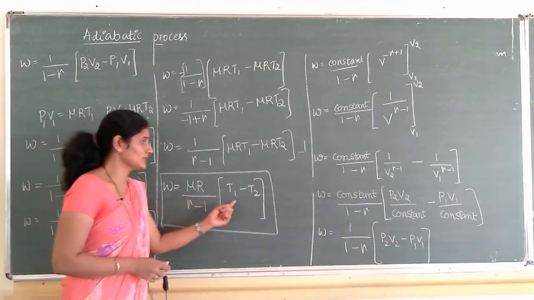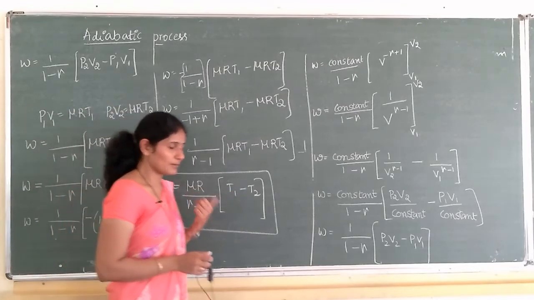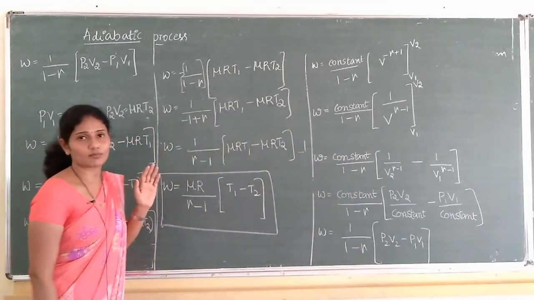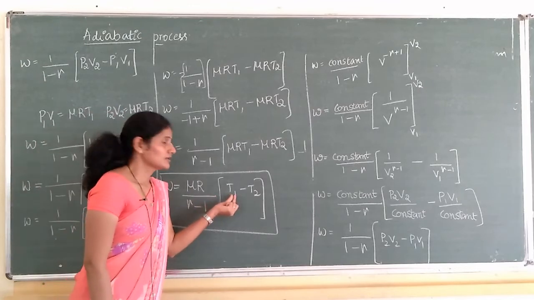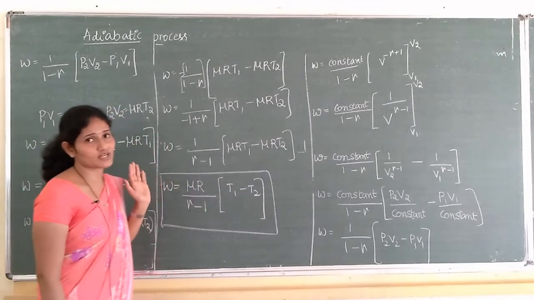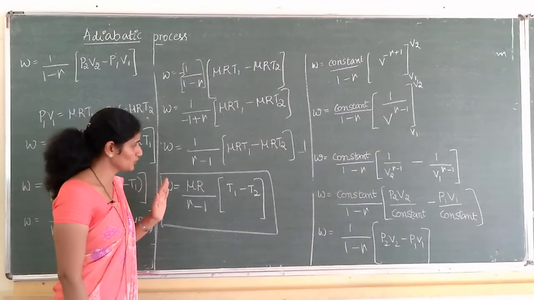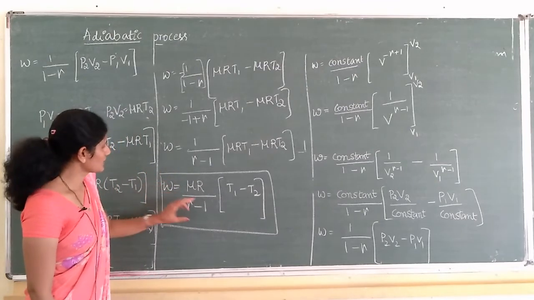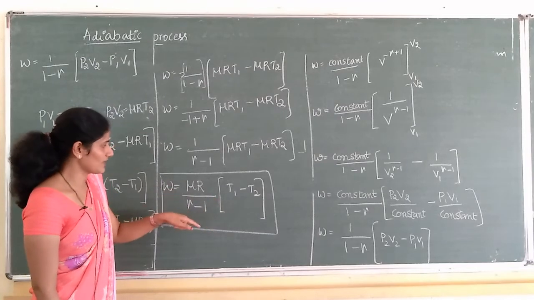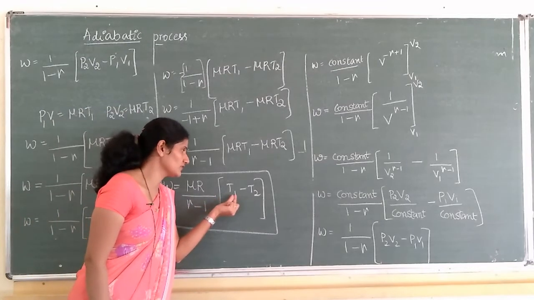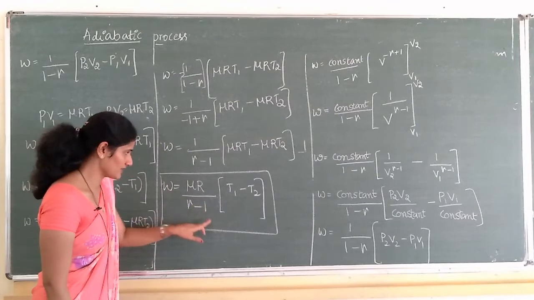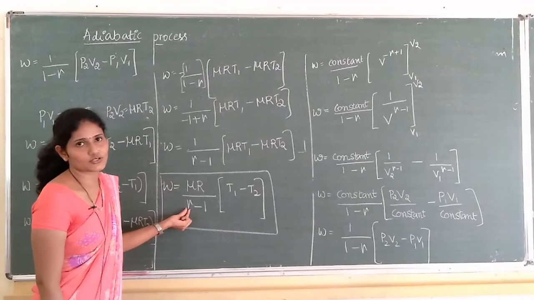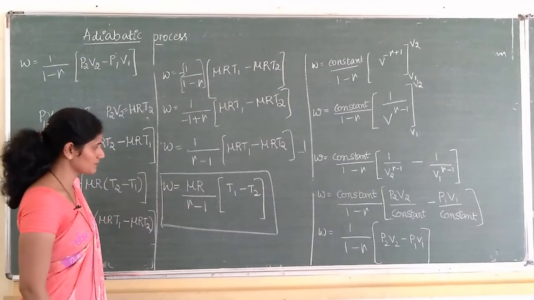Here we have T1 and T2 because the temperature of the system changes, but in case of isothermal process T is constant, so the expression was W is equal to mu r T ln V2 by V1. So temperature changes during adiabatic process, therefore we have T1 minus T2 divided by gamma minus 1 into mu r. Gamma is the ratio of molar specific heat capacities Cp and Cv.